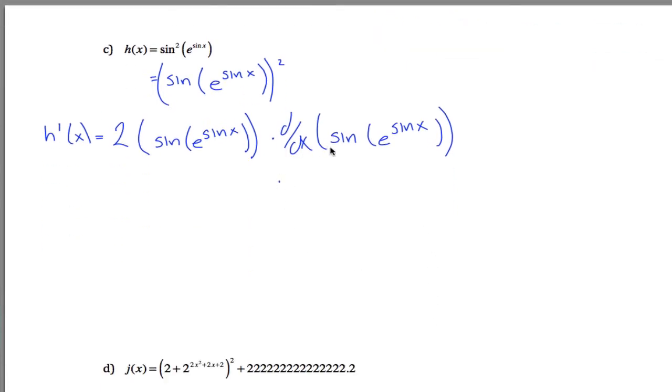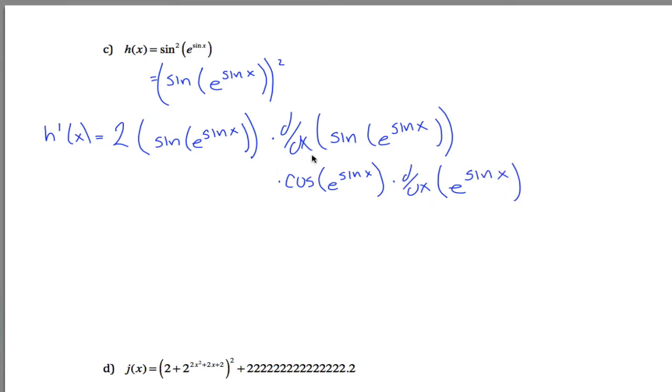Well, the derivative of sine of e to the sine of x is another chain rule. The outside function is sine of something. The derivative of sine of something is cosine of that something. But then you're not done. You still have to multiply that by the derivative of that something, e to the sine of x. How do you figure out the derivative?